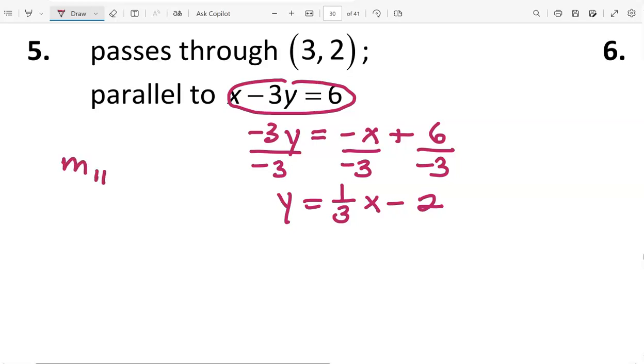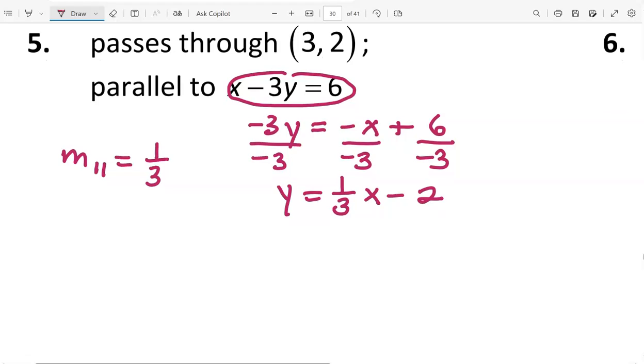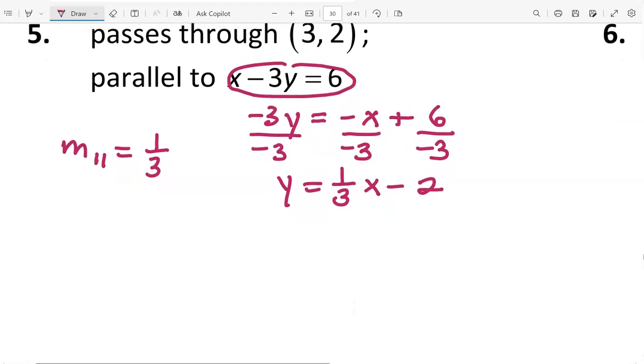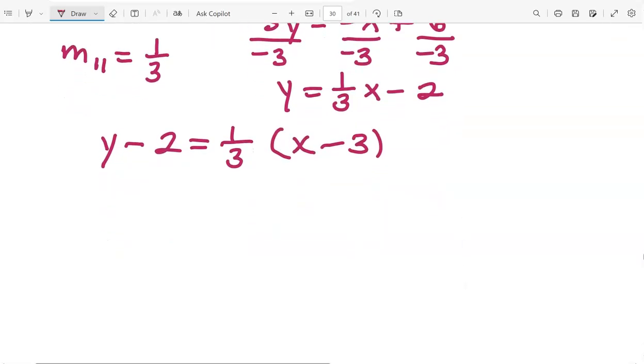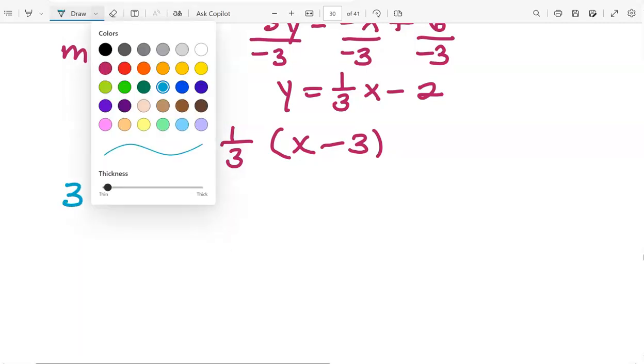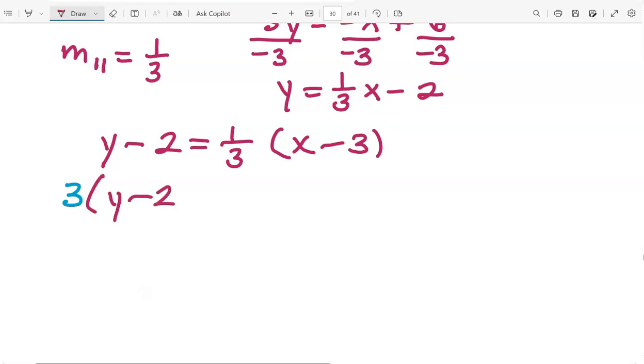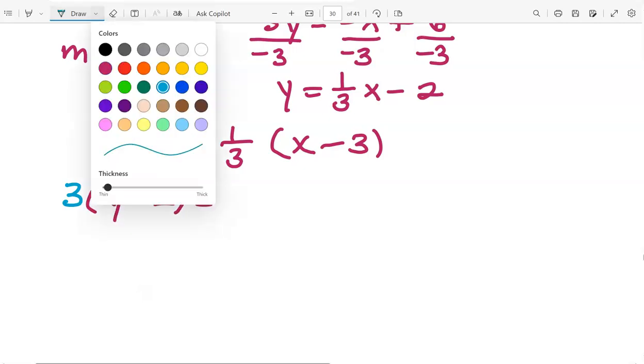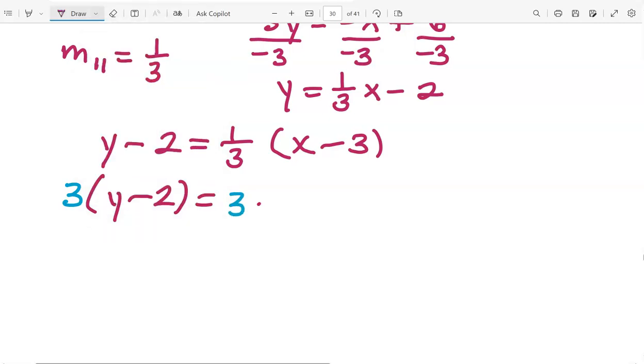So therefore the slope of a parallel line is the same slope. Now we have the slope that we need and the point which the line passes through. That can be written in point slope form. So y minus the y value of the point equals the slope times x minus the x value of the point. I have a fractional coefficient, so I'm going to multiply both sides by 3. 3 times y minus 2 is equal to 3 times 1/3 times x minus 3.